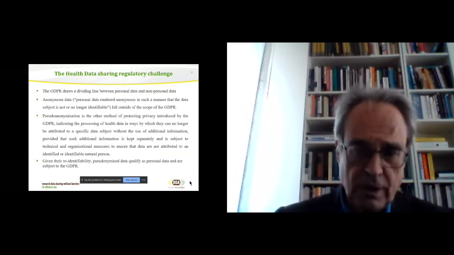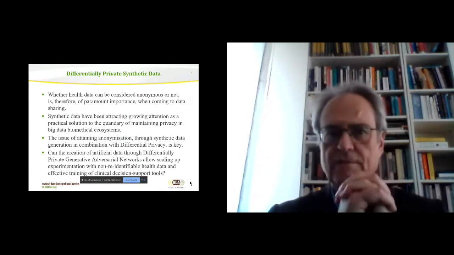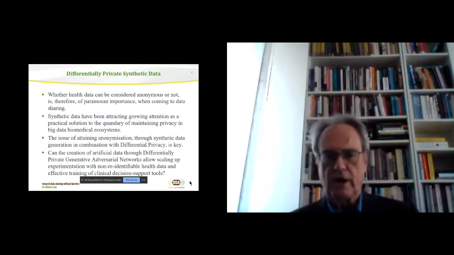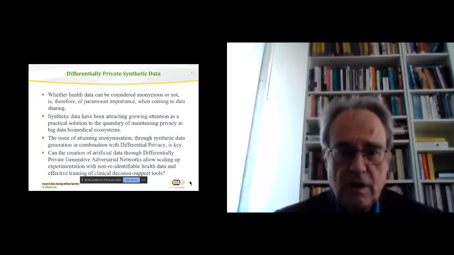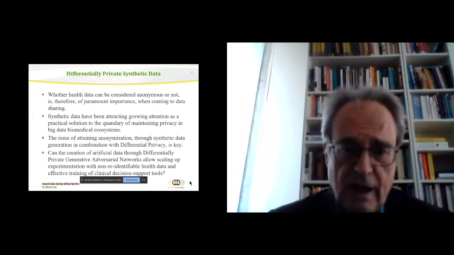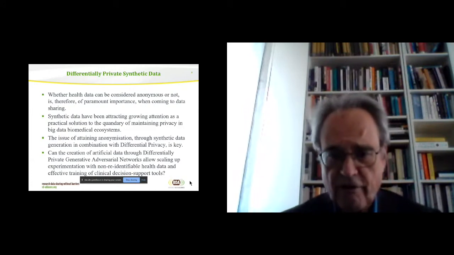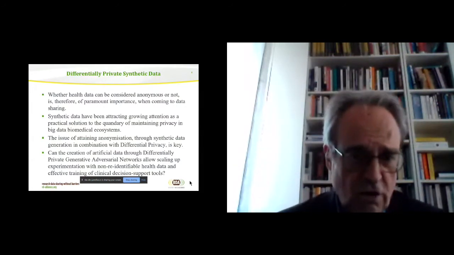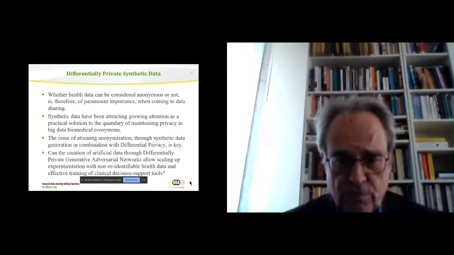So this is a problem because anonymous data are very difficult to find, and pseudonymous data are extremely cumbersome to handle. So whether health data can be considered anonymous or not is of paramount importance when coming to data sharing. Synthetic data have been attracting growing attention as a practical solution to the quandary of maintaining privacy in big data biomedical ecosystems. The issue of attaining anonymization through synthetic data generation in combination with differential privacy is key, as we will see.